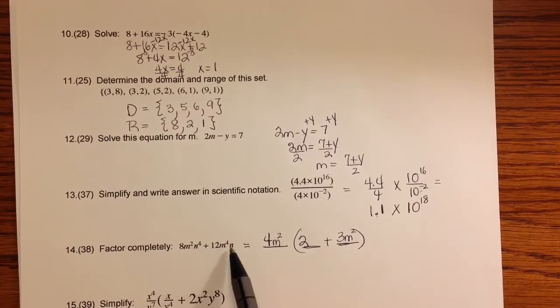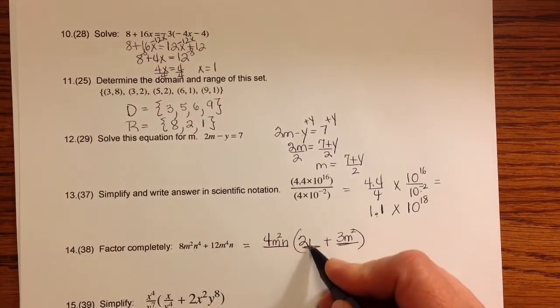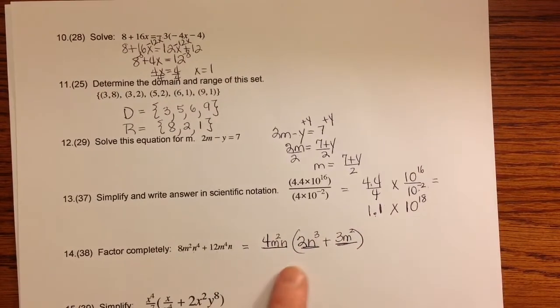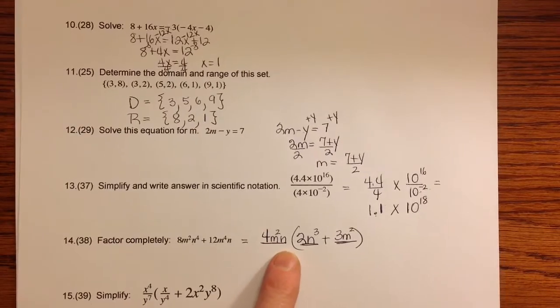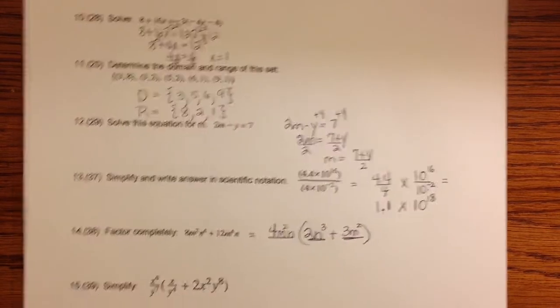This one has 4 n's and this one has 1 n, so they have 1 n alike. This one has 3 left, and this one has none left. You can always check it by distributing backwards. You can multiply this times this to get this, and this one times this one to get this one.